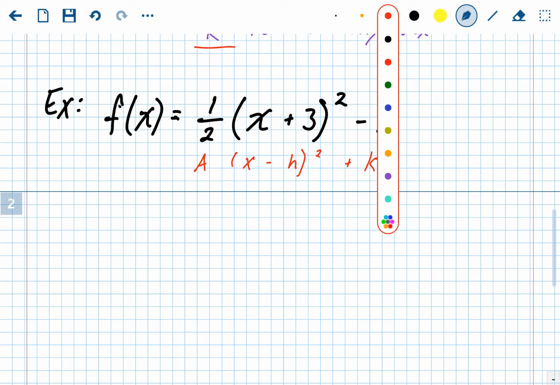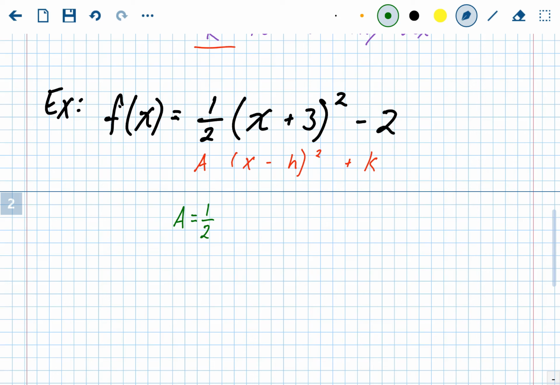So we should be able to identify what a is, what h is, and what k is from just looking at vertex form. Well, obviously a is going to be 1/2. Again, what does that tell us? Well, since a is positive, it means it's going to open up, which also means it automatically is going to have a minimum.